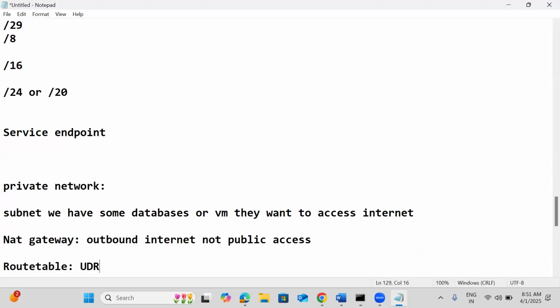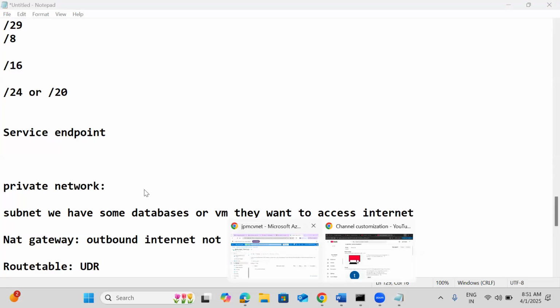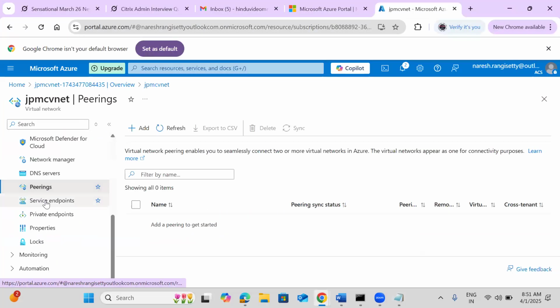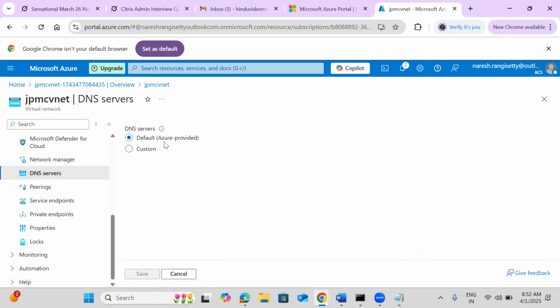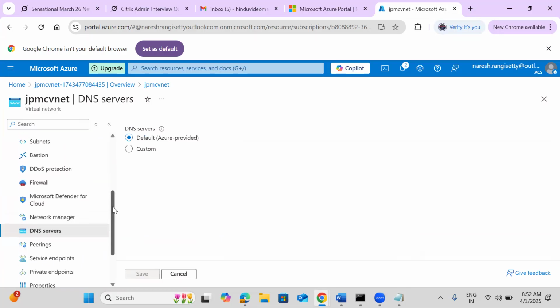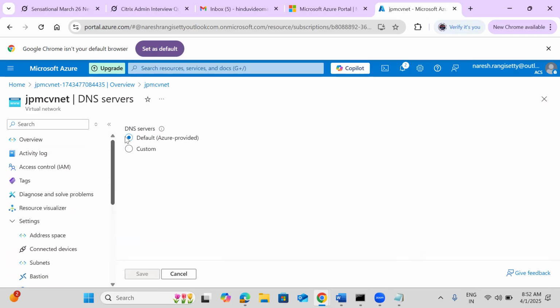Okay, so if you go to peerings, then we have the service endpoints and private endpoints. Internally, the IPs are also provided by Azure itself, and Azure provides DNS. In the 10.0.0.x series, 10.0.0.2 is for the DNS server.